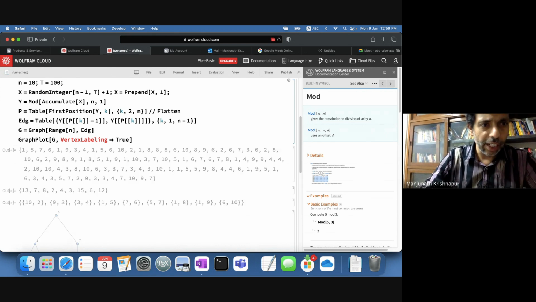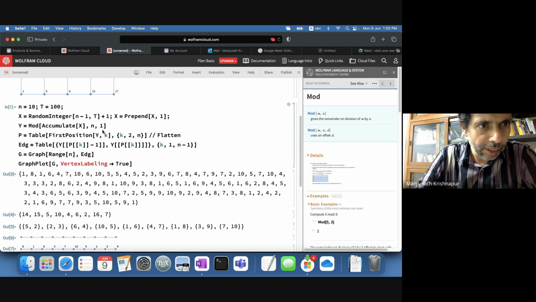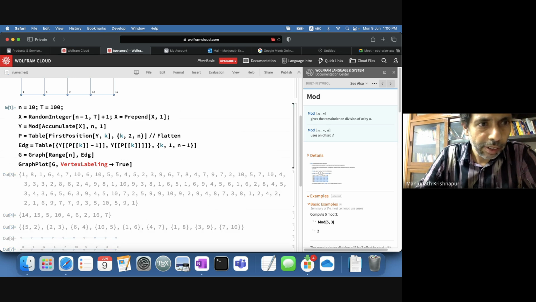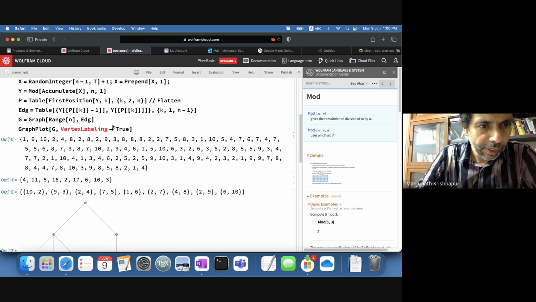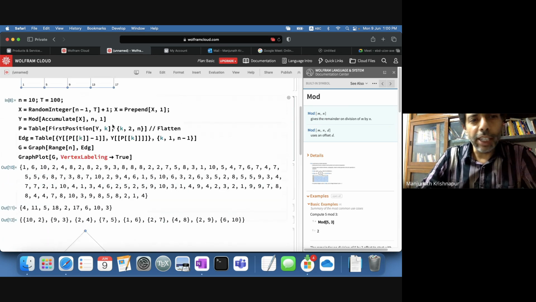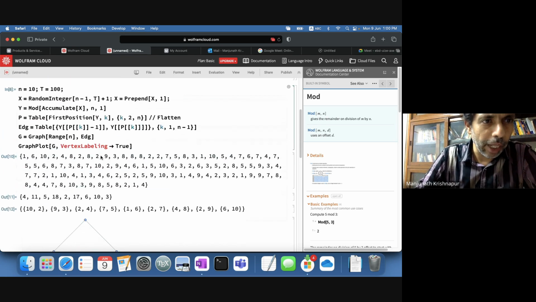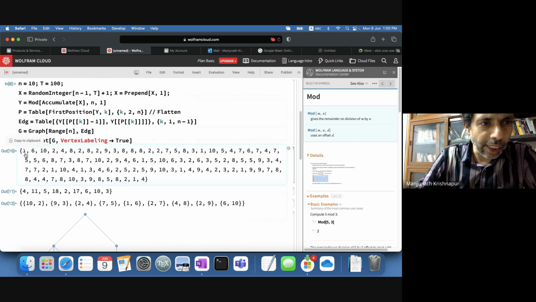Okay, let me run this. What happened here? Something is wrong. Okay. So what I did here is I did it on a complete graph. The complete graph is not pictured here, but this is the random walk. It starts at vertex 1, then goes to 6, then goes to 10, goes to 2, goes to 4, 8, 2, 8, 2, 9, and so on.